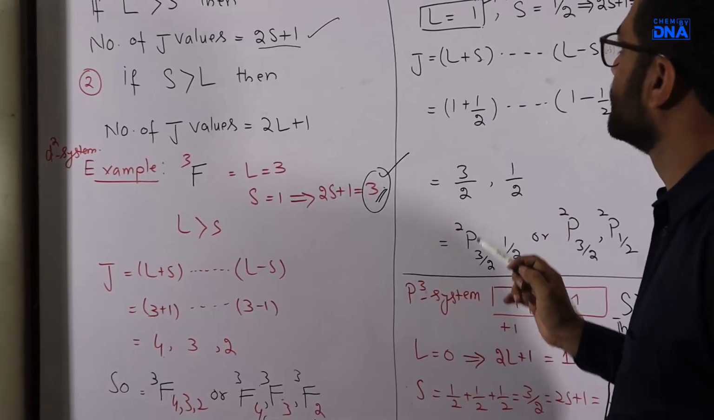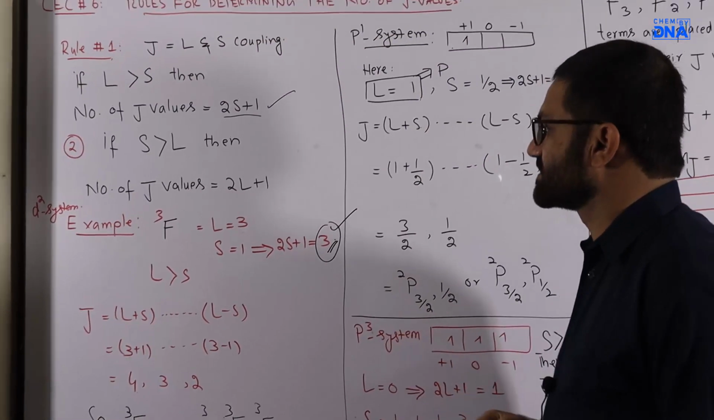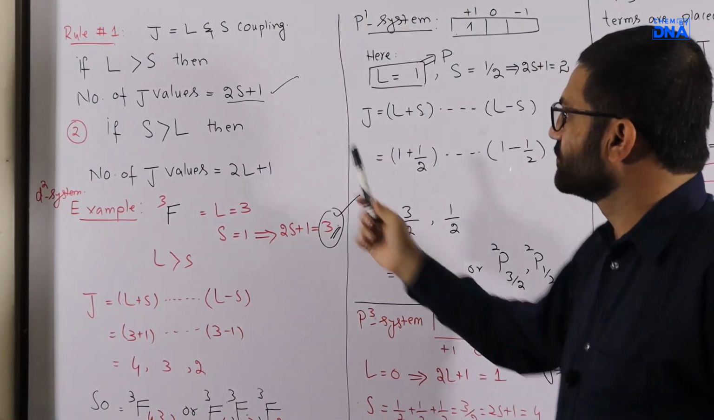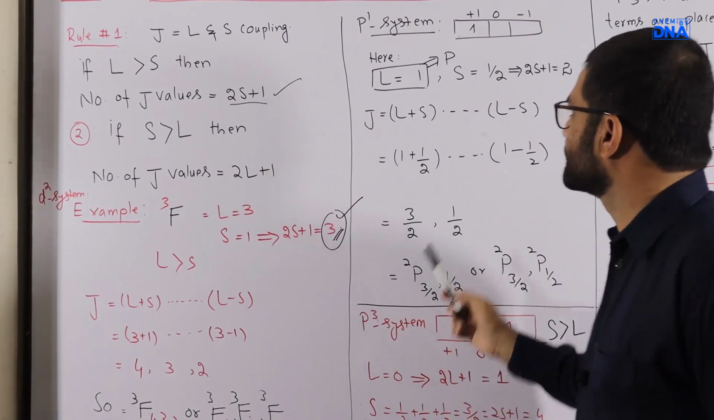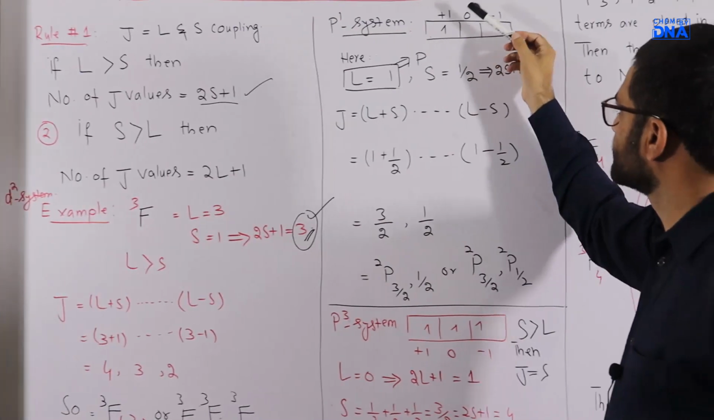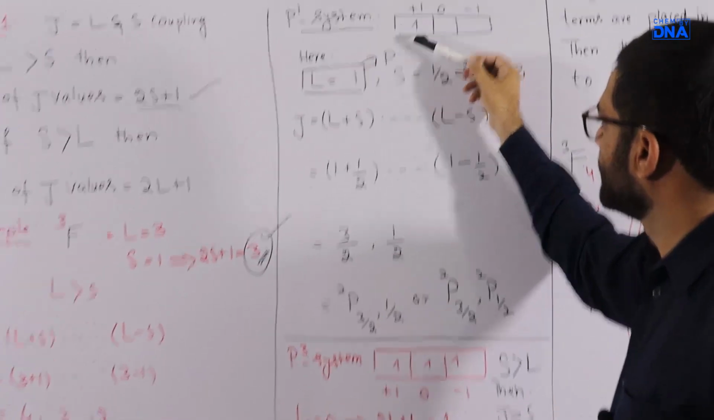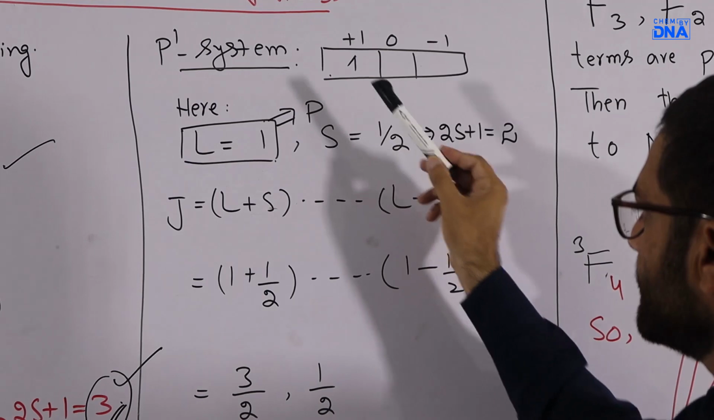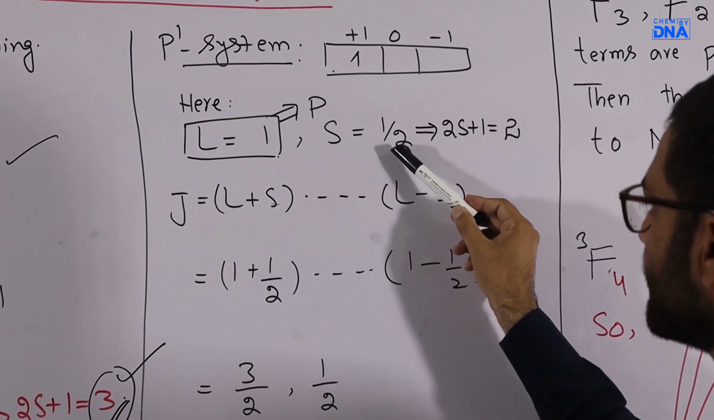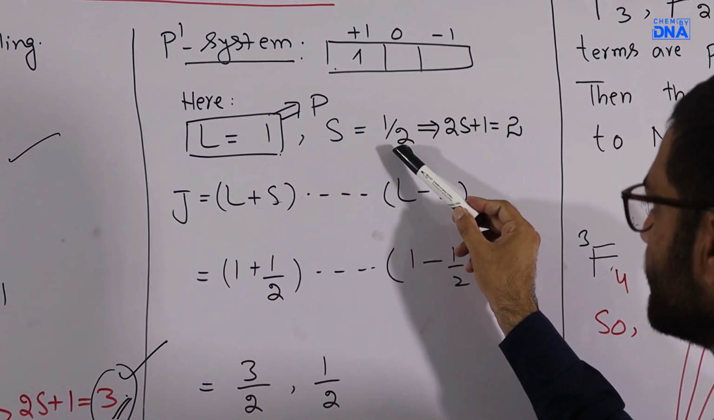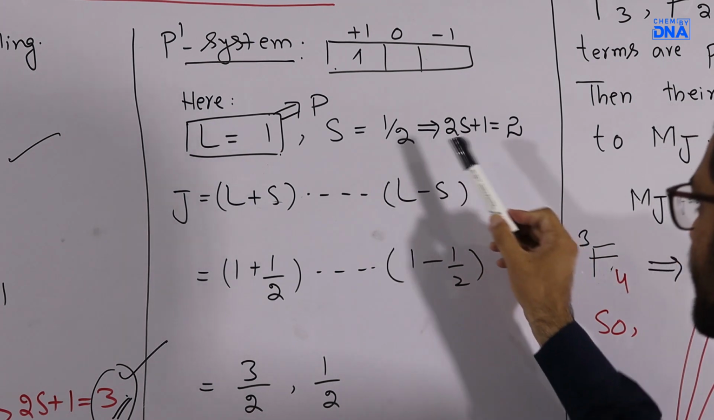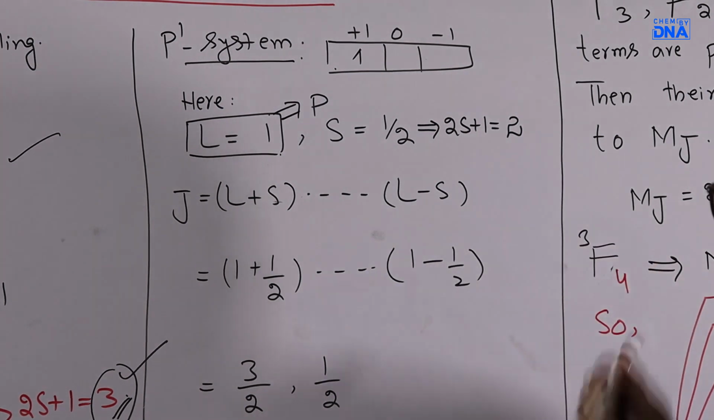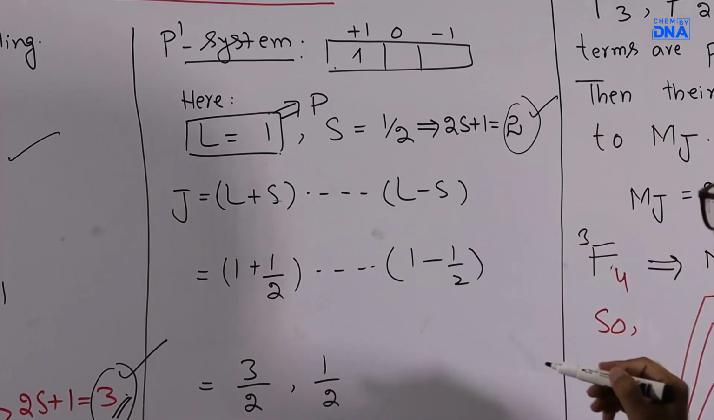Now we will move towards the next system, which is the p1 system. This is also in accordance with rule number 1, where you will get the number of J values equal to 2S plus 1. Here the L value is 1, and this 1 stands for the term P, and its S value is 1/2. If it is 1/2, then by putting it into the spin multiplicity formula, you will get 2. It means 2 J values will be produced.